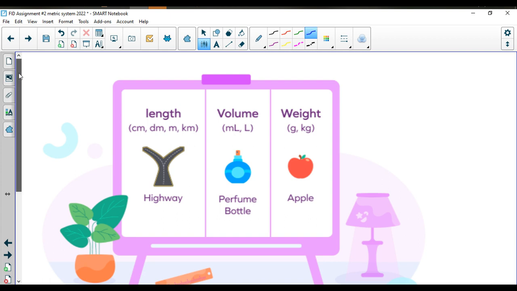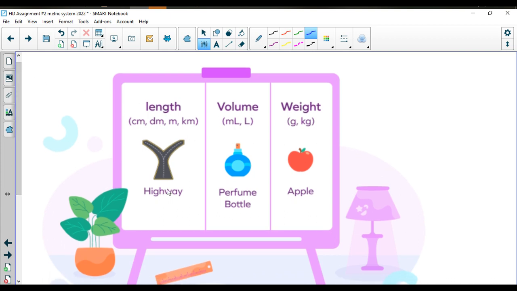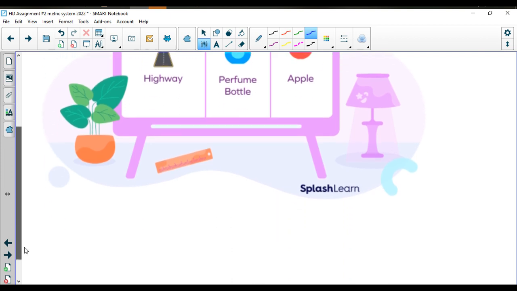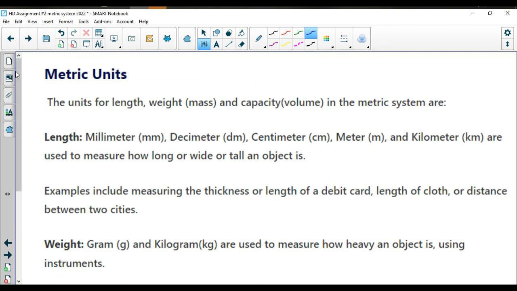So here you go. Here's a quick little chart. So when we talk about length, we're looking at the length of a highway. We see cm, dm, m, km. Those are all metric system abbreviations. They represent different parts of a meter and or the meter. We have volume, which is what something can hold, the capacity of it. And then we also have a weight here. So that's that page for you.